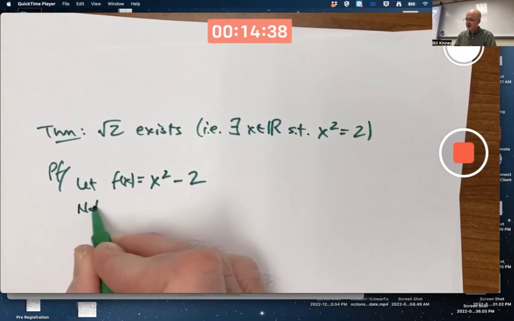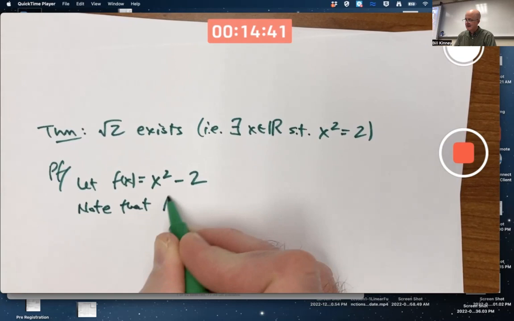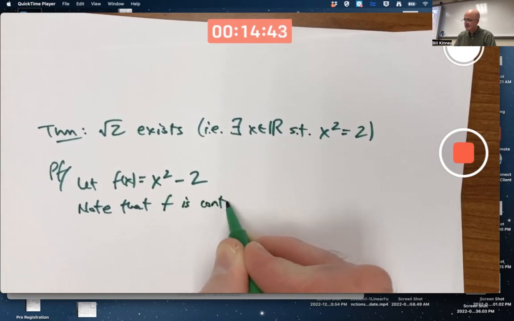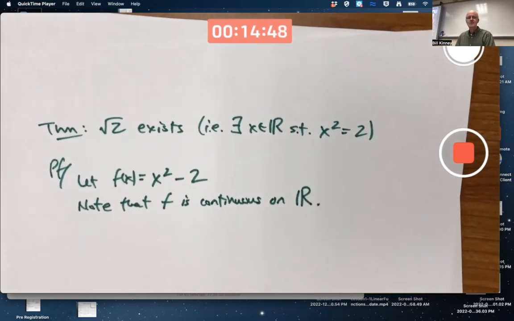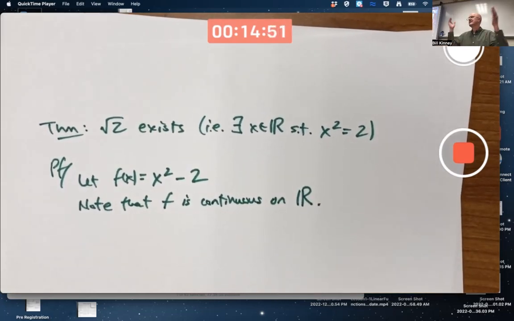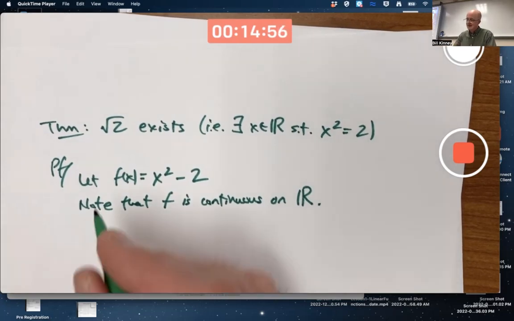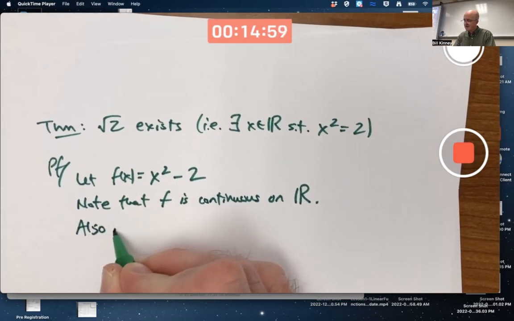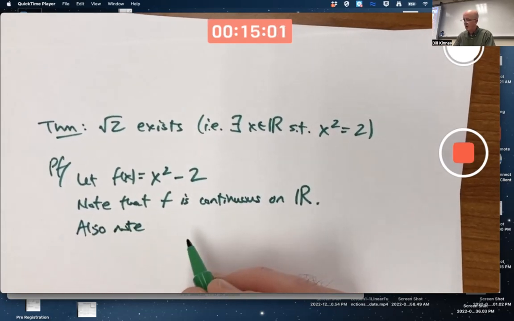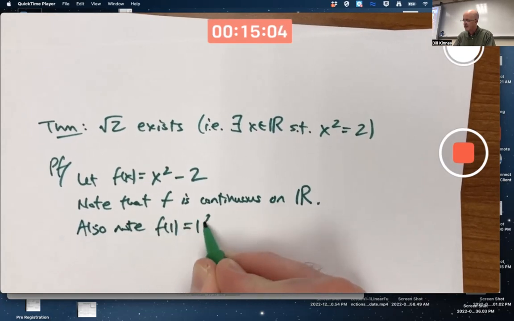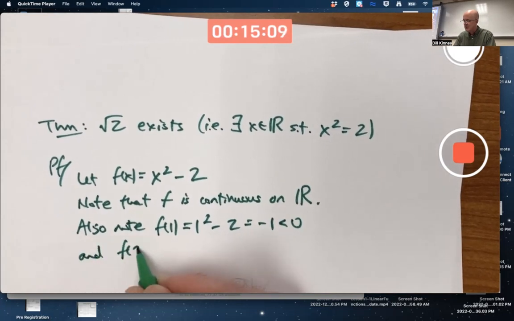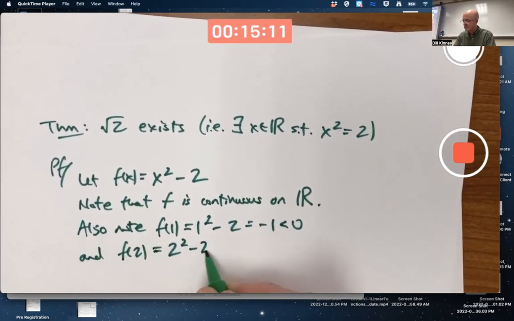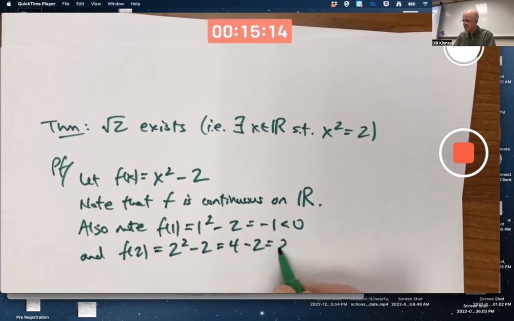Note that f, being a polynomial, is continuous on all of R, and in particular, it's continuous on a closed interval. Also note, the square root of 2 is about 1.4. Okay, f of 1 is 1 squared minus 2, which is negative 1, so negative, and f of 2 is 2 squared minus 2, which is 4 minus 2, so positive.